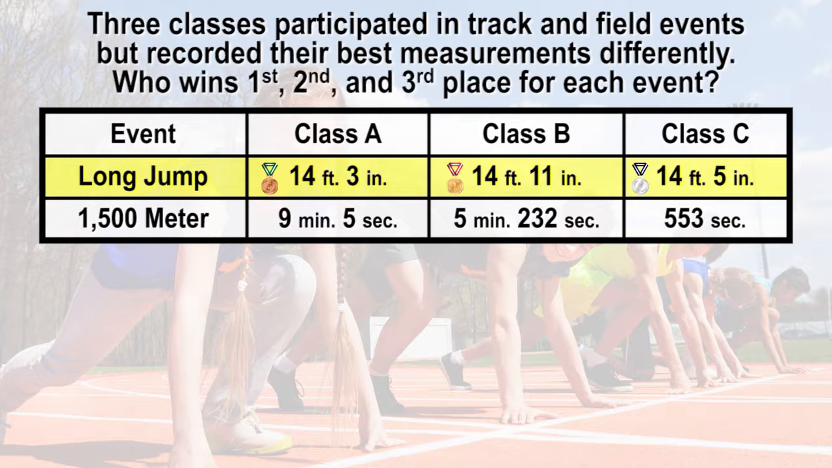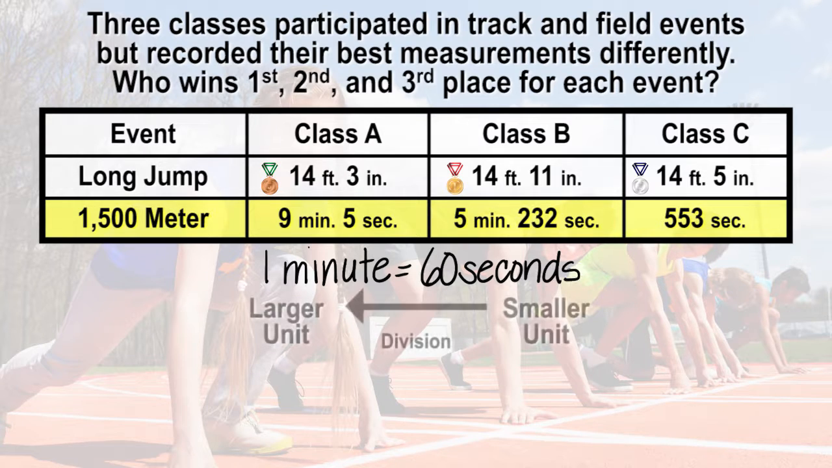Let's compare the times for the 1,500-meter race. We will need to make some conversions in order to get similar units shown in Class A's time. Class B's time was 5 minutes and 232 seconds. We know there are 60 seconds in a minute. To convert from a smaller unit to a larger unit, we need to divide, or we need to find how many groups of 60 seconds are in 232.